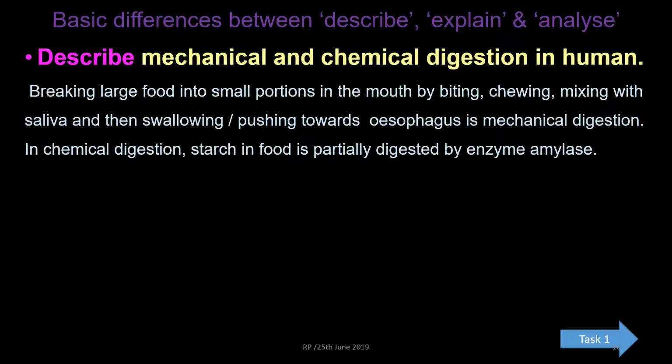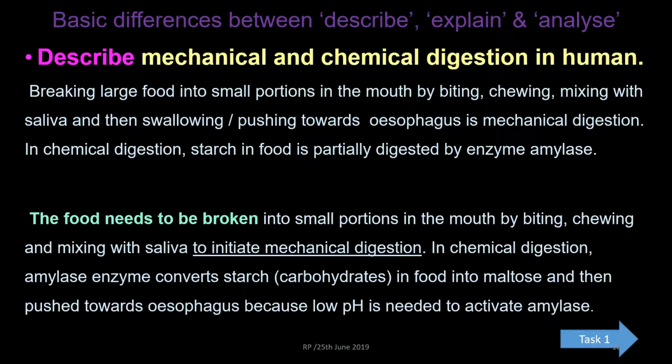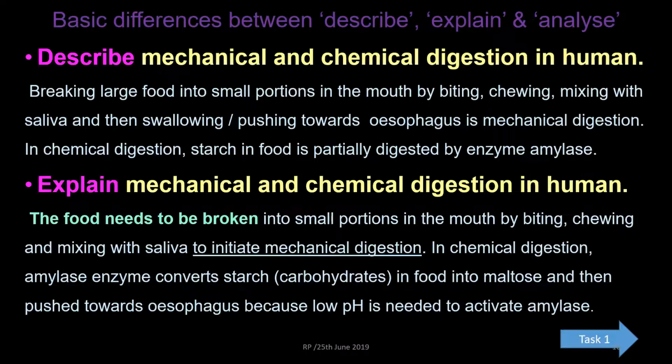Bringing the facts forward. Let's take the same question and change the keyword into explain. So in the case of explain mechanical and chemical digestion in the mouth, look at the underlined areas. I'm bringing out reasons here. The food needs to be broken down into small portions. Why? To initiate mechanical digestion. Then in the chemical digestion, what is happening, and why? Because low pH is needed to activate the enzyme amylase.